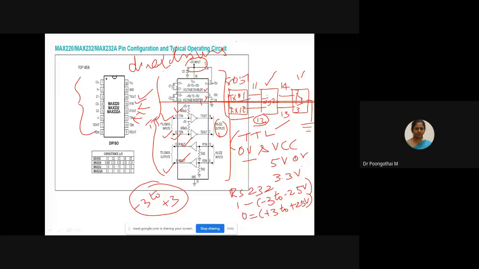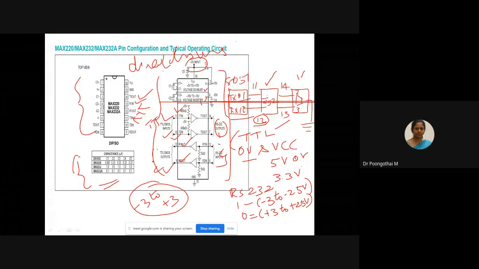It's a very simple concept, that is converting your TTL level to RS232 level. So your TXD pin is connected to the T1 in of the MAX232. Similarly, the T1 out will be connected to the RS232 level pin. Similarly for reception, this will be your RS232 level and this will be the TTL. Okay. So four capacitors are involved, ranging from 1 microfarad to 22 microfarad. This is the capacitor selection for different ICs.